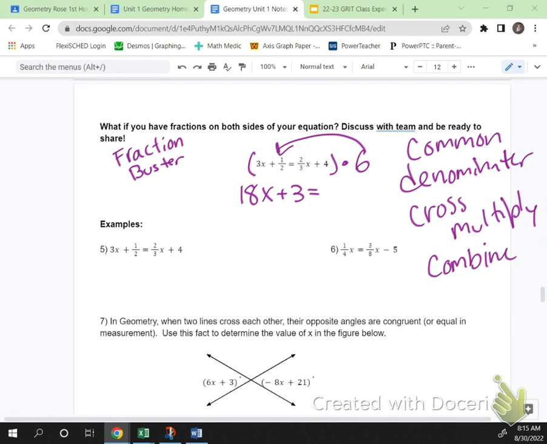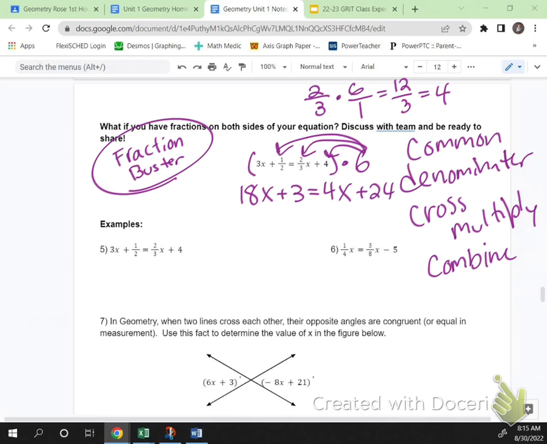Now we have to get a little tricky. What is 2/3 times 6? If you multiply straight across, you get 12 over 3. 4. You're right. It's 4x. I know I did some magic things with fractions here. And then 6 times 4 would be 24. Okay? I like to call these fraction busters. We just busted the fraction.